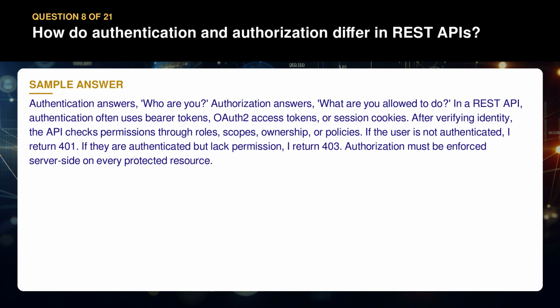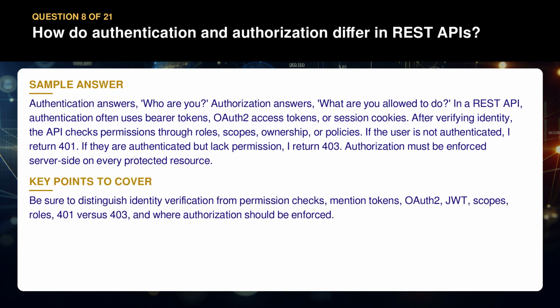If the user is not authenticated, I return 401. If they are authenticated but lack permission, I return 403. Authorization must be enforced server-side on every protected resource. Be sure to distinguish identity verification from permission checks. Mention tokens, OAuth 2, JWT, scopes, roles, 401 versus 403, and where authorization should be enforced.